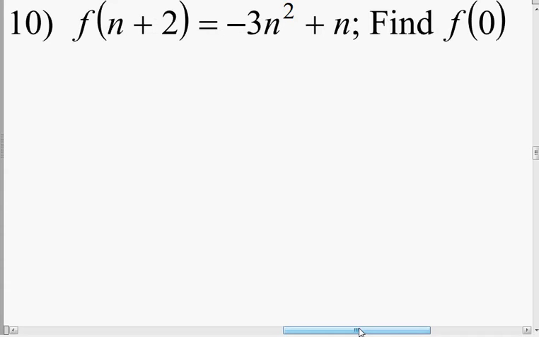Okay, now that you have worked number 10, we need f of 0. That does not mean n equals 0. That means n plus 2 equals 0. My function is given in terms of n plus 2. It's not given in terms of n. So I need to say n plus 2 equals 0.